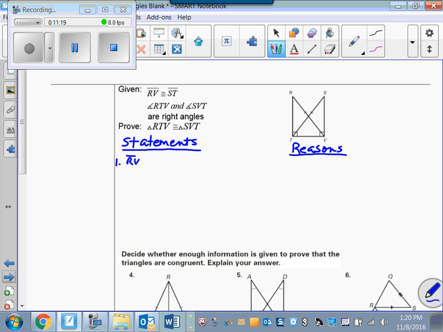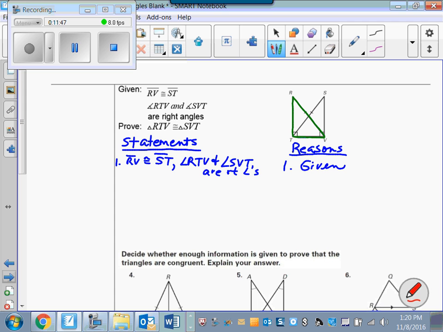RV is congruent to ST. Angle RTV and SVT are right angles. That's all given. And I'm trying to prove that triangle RTV is congruent to triangle SVT.